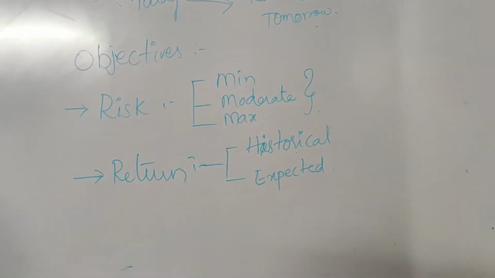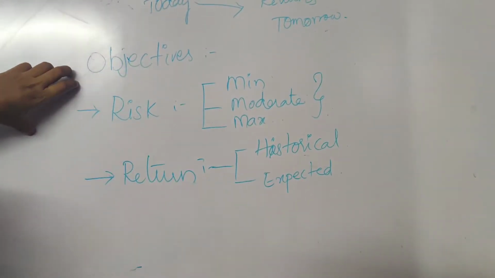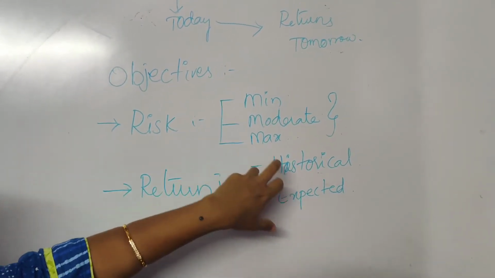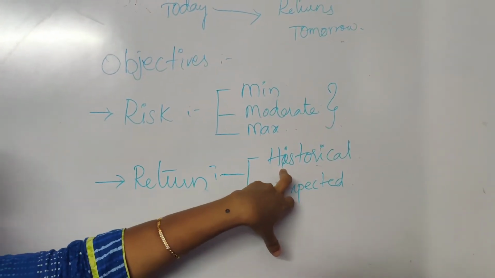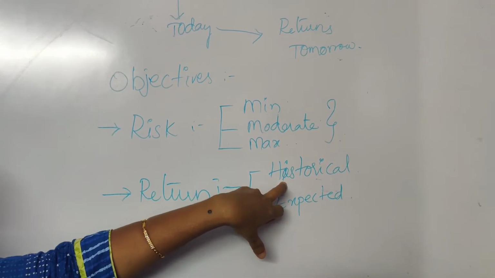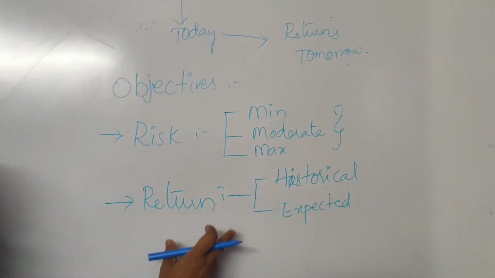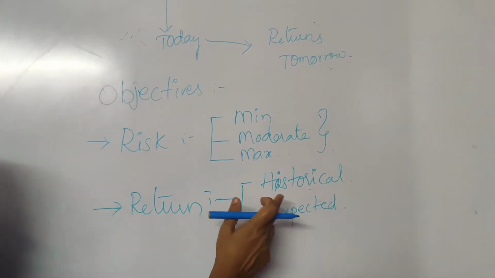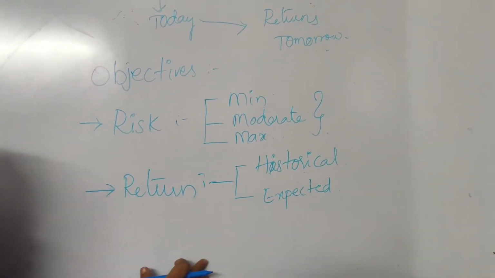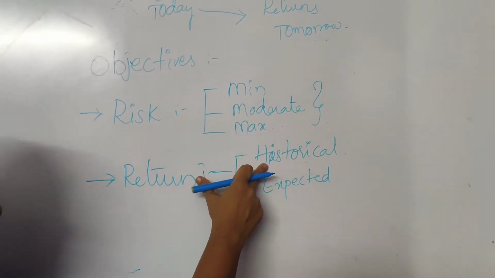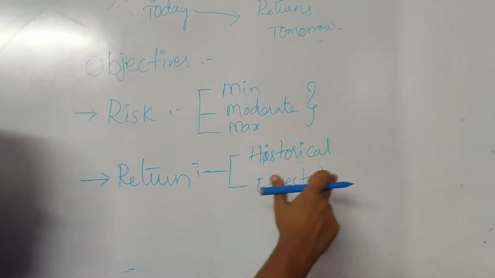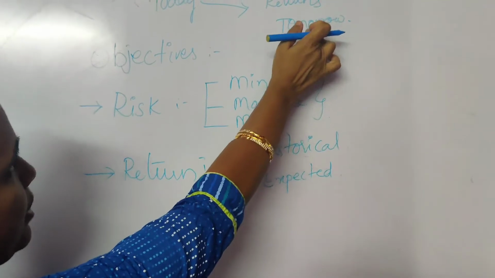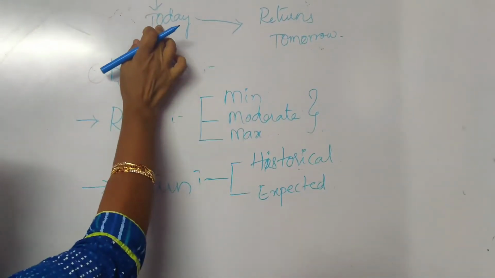Suppose the investor has selected equity investment, so he has to study its past history. What return has that particular security provided till now? Based upon the historical return, he could expect his future return. So this is already realized return, and this is the expectation of the investor, that is, returns for tomorrow.